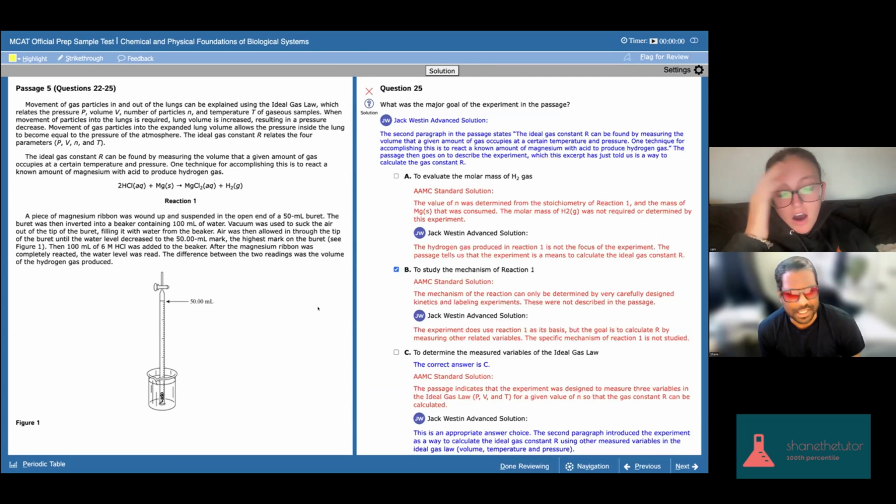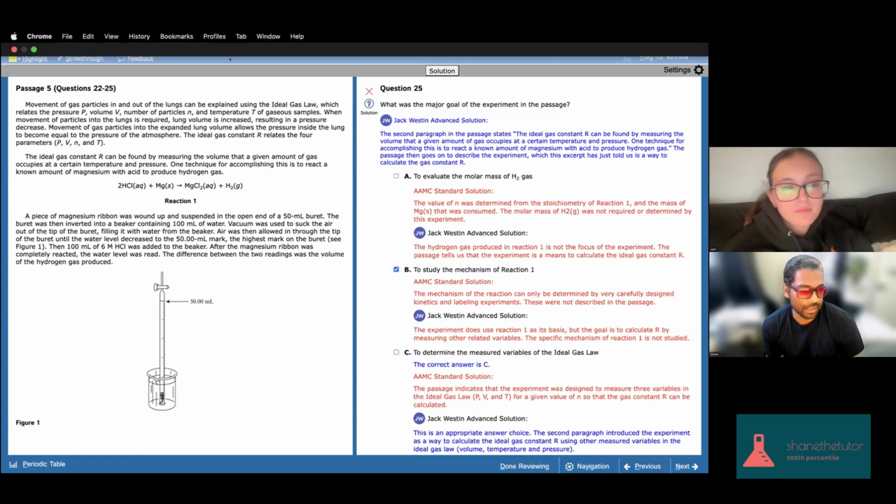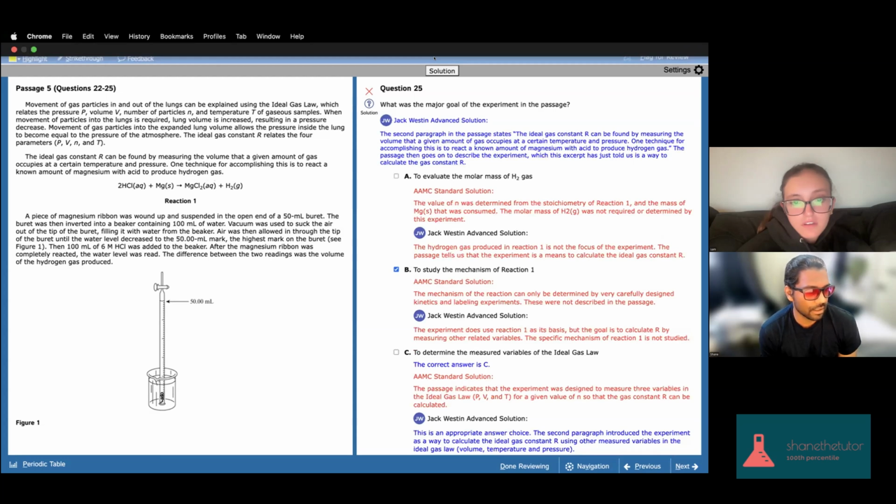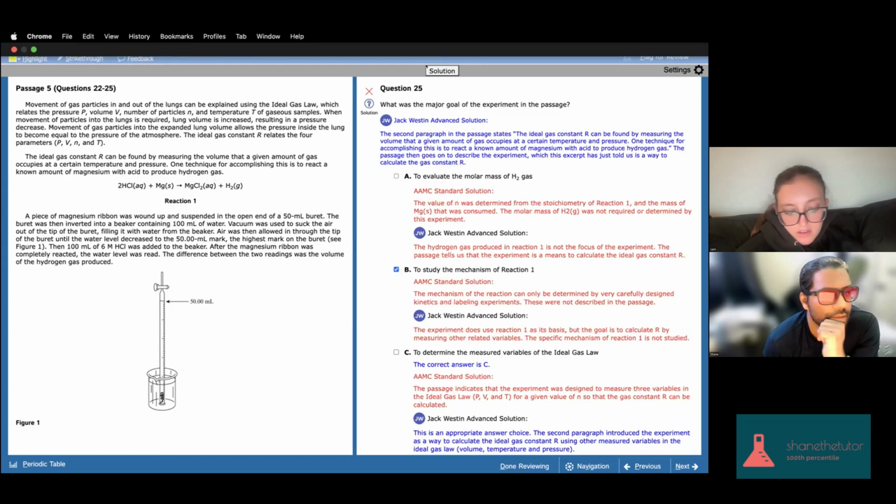Yeah. Even though I've seen a bunch of these, if they're asking what the goal of the experiment is, let's see what they say when they say that they're doing the experiment, right? So they said that the ideal gas constant, wait, let's see. Magnesium ribbon, blah blah blah.